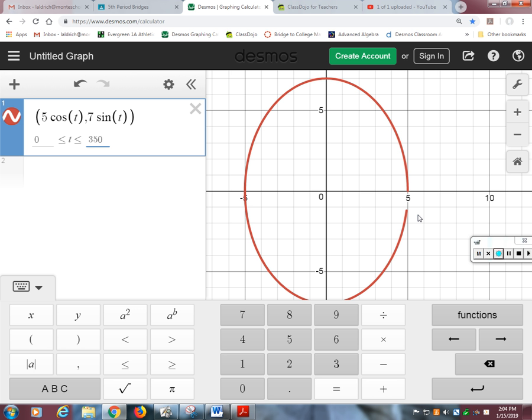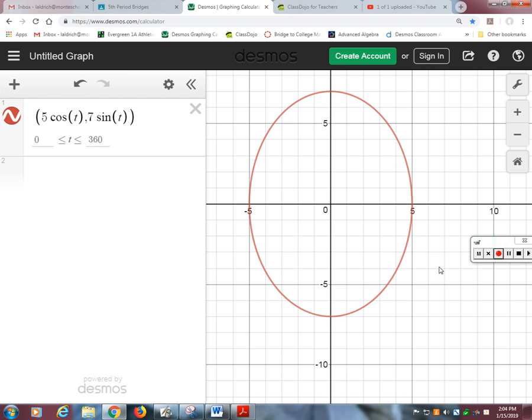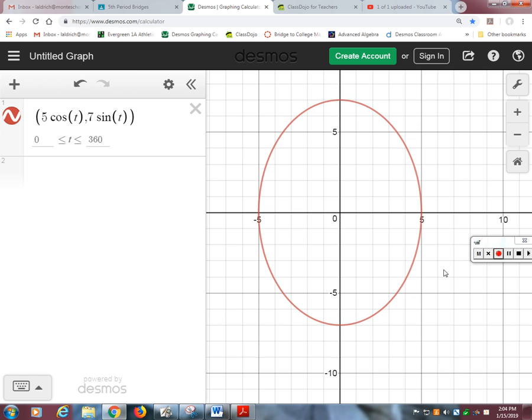So, yes, what we came up with here is an oval. The math word for that is an ellipse. Yeah, 360. Being a math teacher, I'm going to go with the correct term, which is an ellipse. You guys can refer to it however you want.